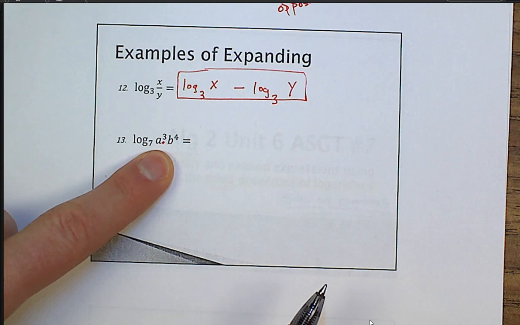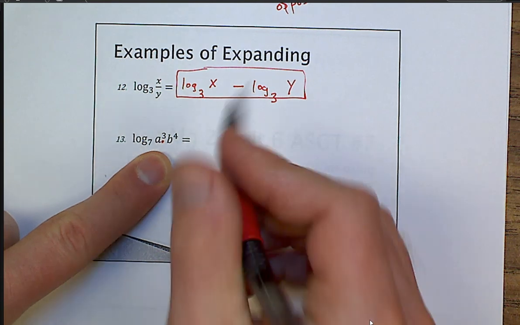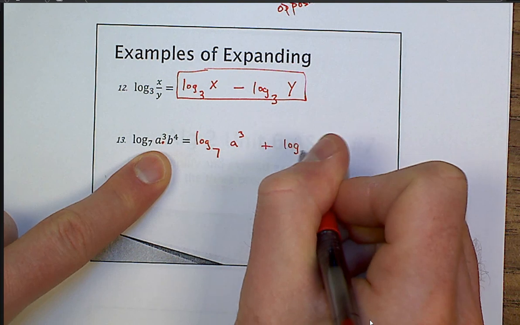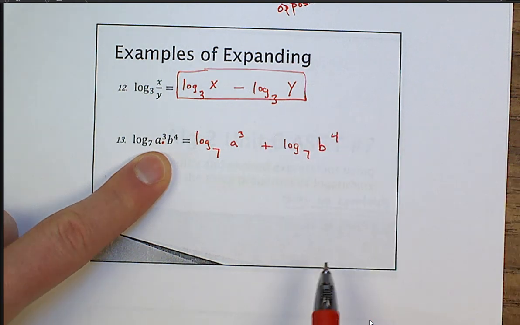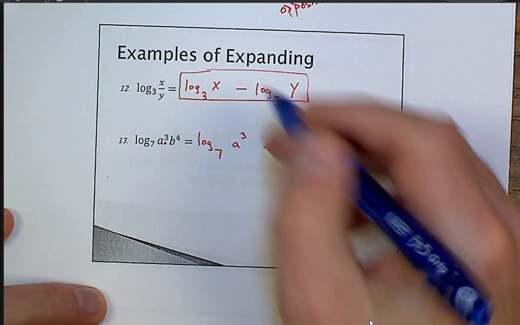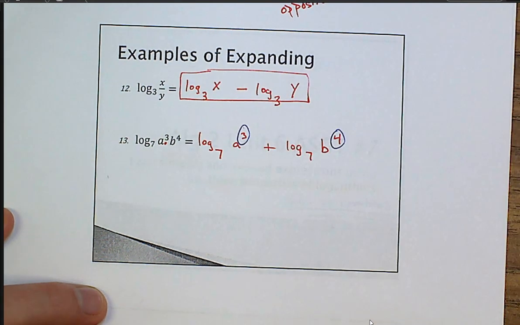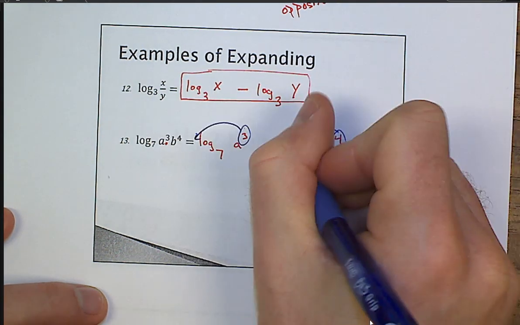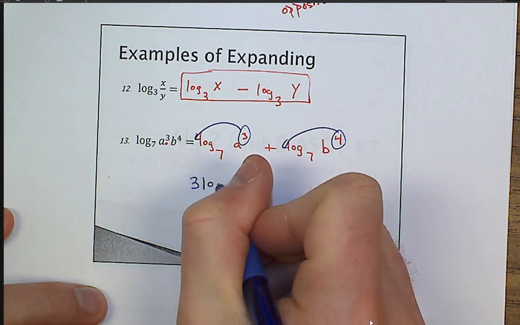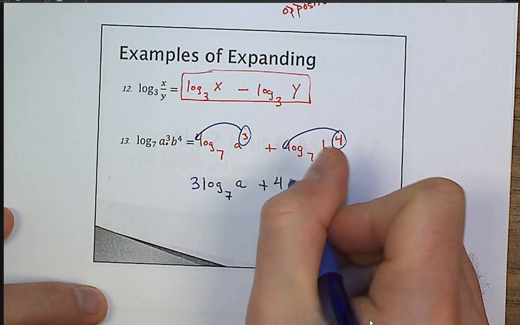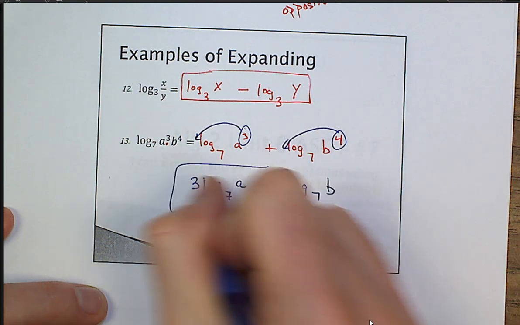So we have a times sign. That's the product property, which means addition. So the first thing we need to do is go log base 7 of a to the third plus log base 7 of b to the fourth. And then if we're going to take it one more step further, which we have to because we have powers there, now those need to come out in front of our log. So our final answer becomes 3 log base 7 of a plus 4 log base 7 of b. And that would be the expanded form.